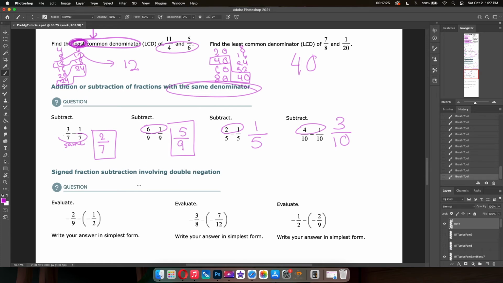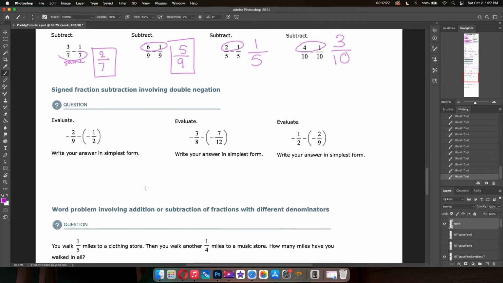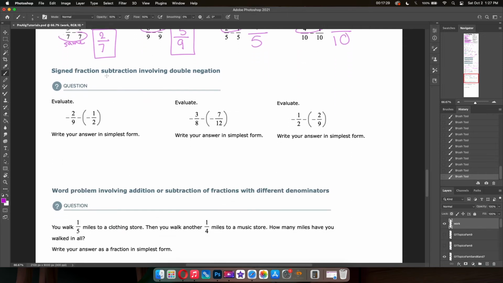It's when you have different denominators that you are expected to do extra work, and we'll talk about that in a little bit. Next, let's see here. We have signed fraction subtraction, so we're still just having subtraction, but look at that, double negatives. I'll remind you, I'm not even looking down at the problems yet. Double negation, if you have a double negative, that gets you a positive.